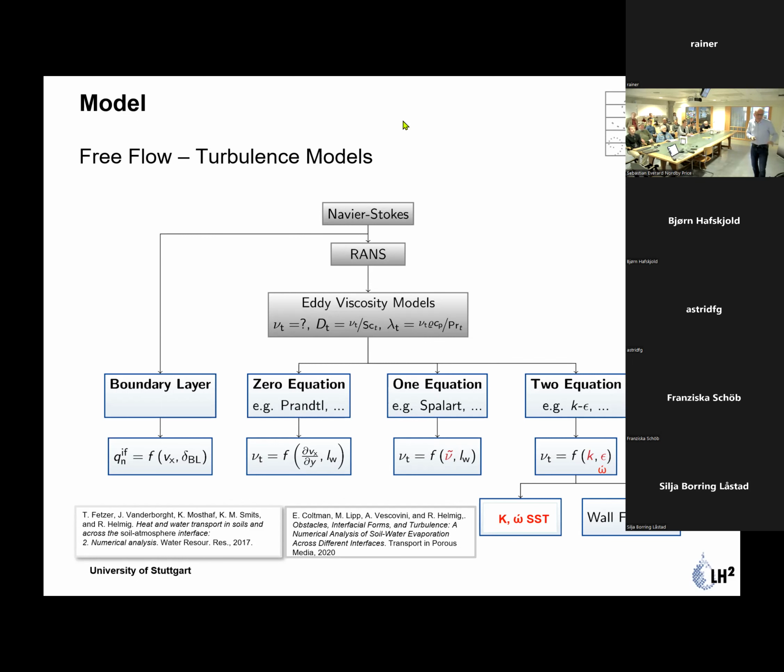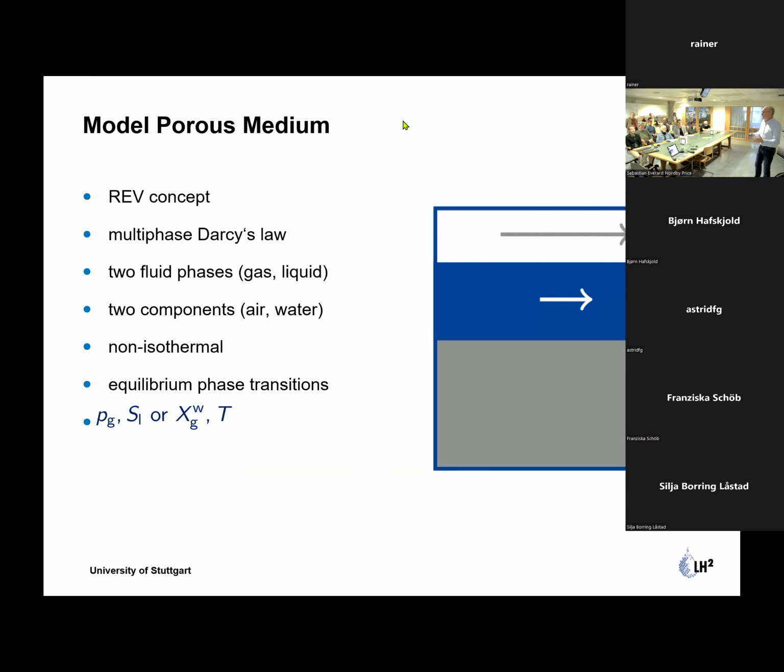Okay, so then we are familiar with the free flow. Okay, now we can solve. We are proud of ourselves. We can solve free flow regimes for the gaseous phase, compressible, incompressible, non-isothermal with different kinds of components.